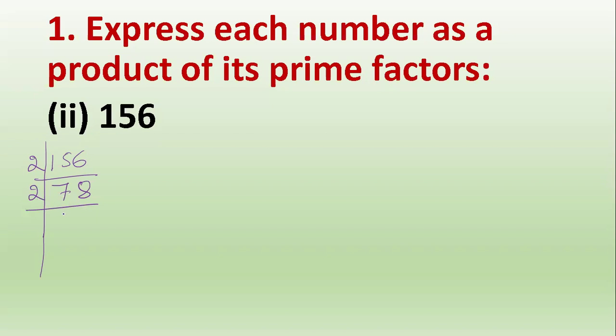2 threes are 6, 1 left, it becomes 18. 2 nines are 18. Next, last digit is 9, therefore it will be divisible by 3. 3 ones are 3, 3 threes are 13, 1s.